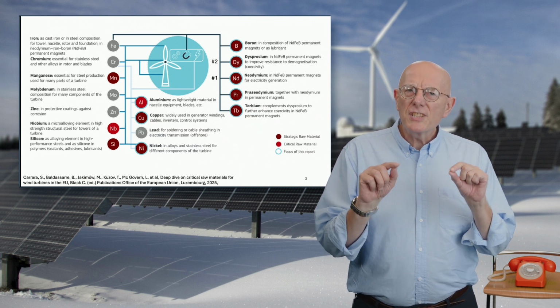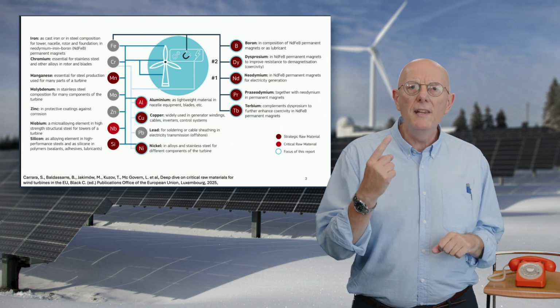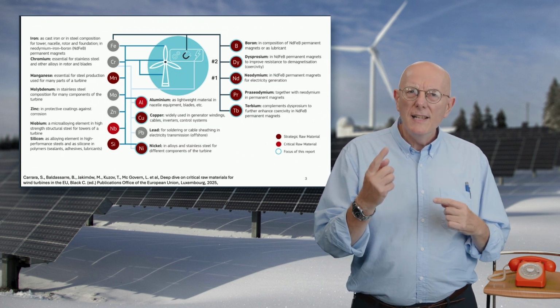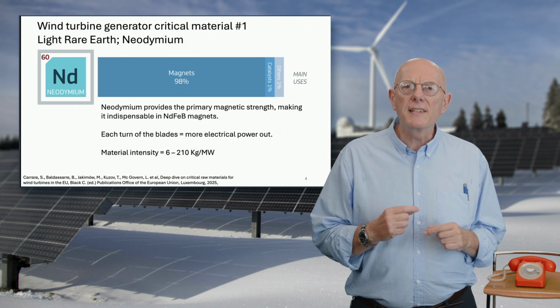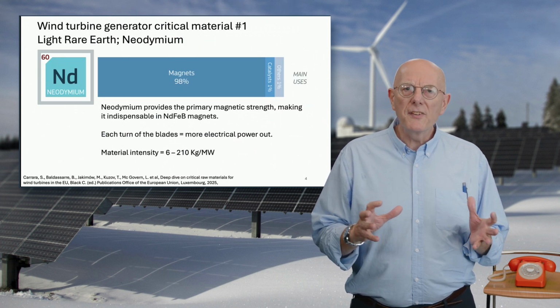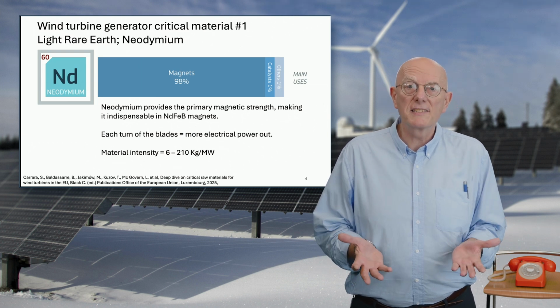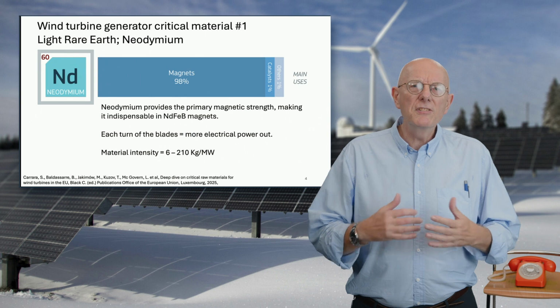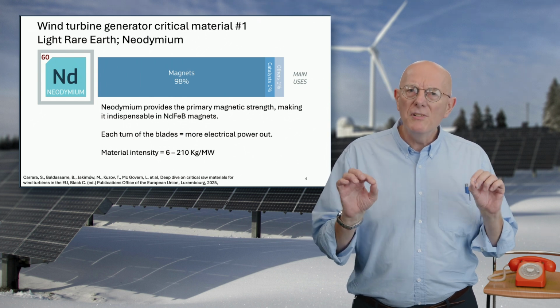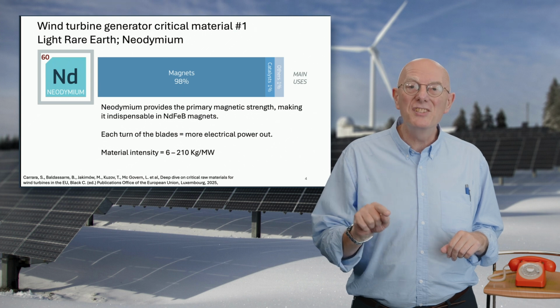Today we will focus just on neodymium and dysprosium, shown as numbers 1 and 2. Let us look at neodymium in more detail. The light rare earth neodymium has some other uses, but 98% of it is used to make magnets. These magnets are used in many applications, but most are for e-vehicle drives and wind turbine generators.